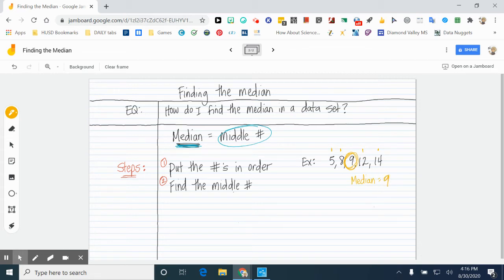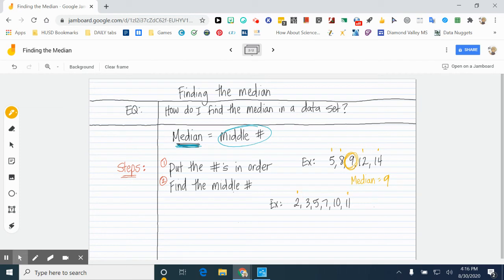Okay. Now, what do we do if we have a bunch of numbers? I'll show you. So 2, 3, 5, 7, 10, and 11. So I've sent you a Google form and you've answered me, and this is the data that I collected. Now I'm going to count off these numbers and find the middle number.